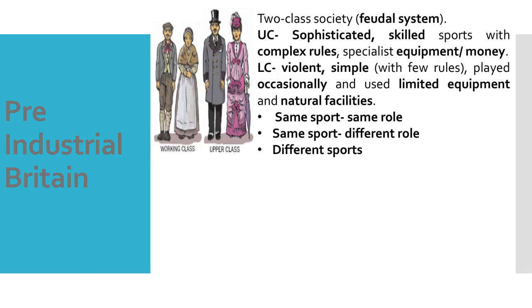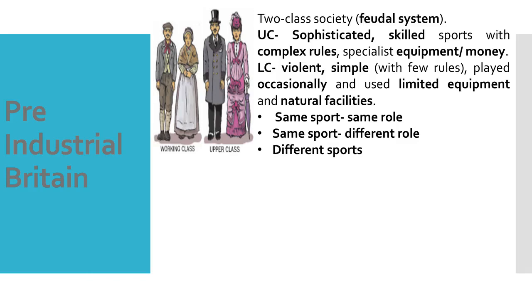Same sport, different role. Good examples of that would include things like cricket. Both classes pursued cricket, however, the upper class would hire the lower class often as gardeners and gamekeepers based upon their cricketing talents, and the lower class would pursue roles like outfielders, where you'd have your upper classes as your batters.